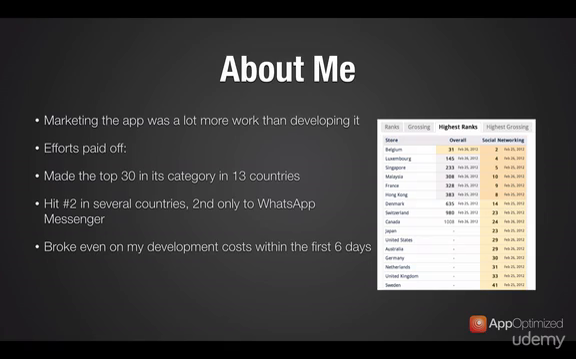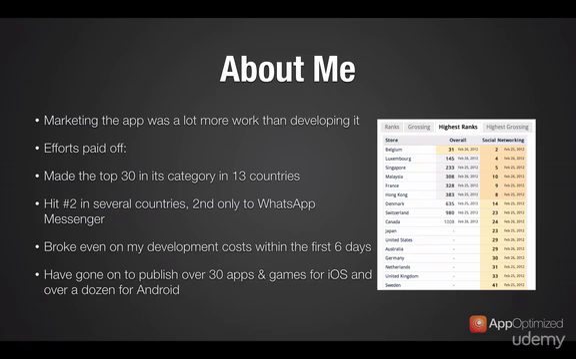And I broke even on my development costs within the first 6 days of publishing that app. That app has gone on to get over 1 million downloads, and it still makes money to this very day. I've gone on since then to publish over 30 apps and games for iOS and over a dozen on Android, and I'm still making apps and games for both those platforms to this very day. Through this whole process, I've spent a lot of time researching, testing, evaluating, lots of trial and error to really understand how the app stores work, and that's what I want to share with you in this course.